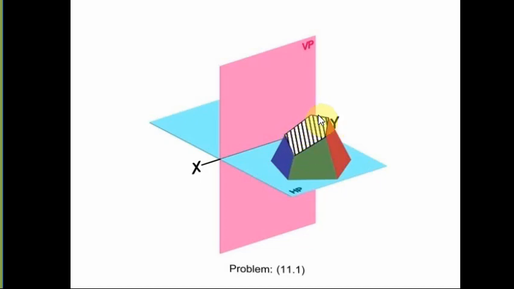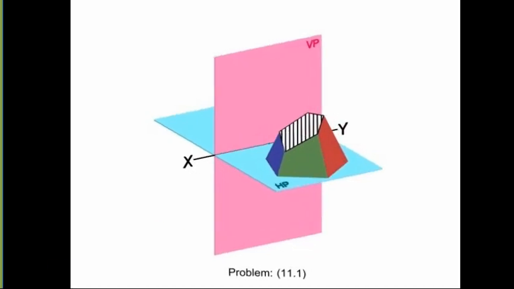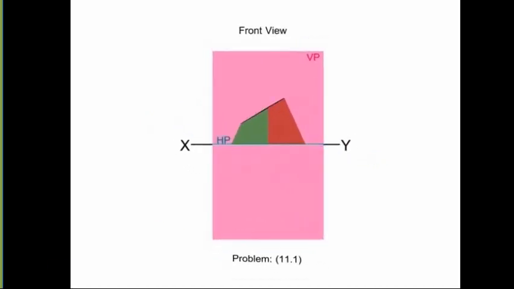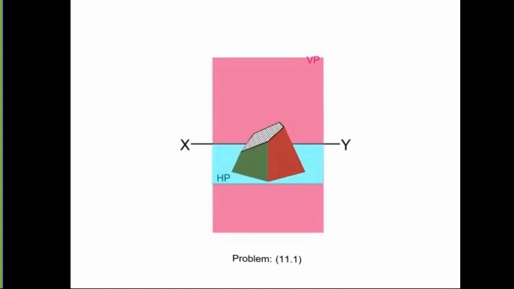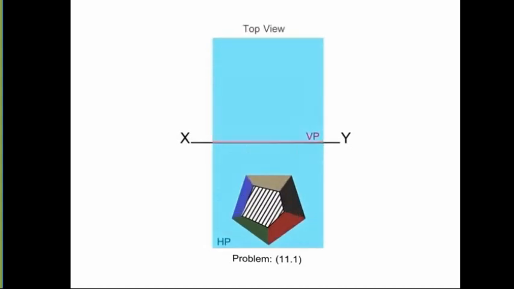This is the surface after section. See, this is the front view. Now we are rotating the plane, so this is the top view.